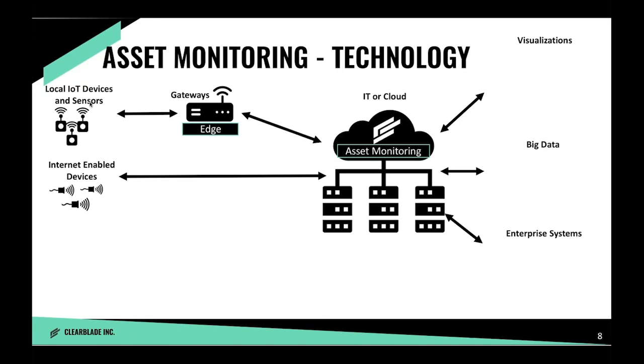In order to do that, you need what's called edge processing that runs on a gateway. That allows you to get locally and physically near those devices, plug directly into them, get on the local network to pull that data in, and that's where the edge portion of the asset monitor runs.